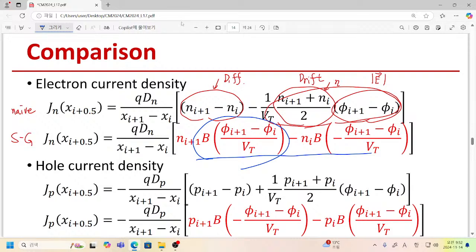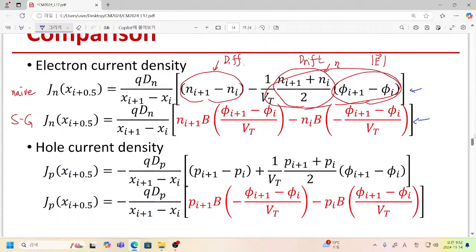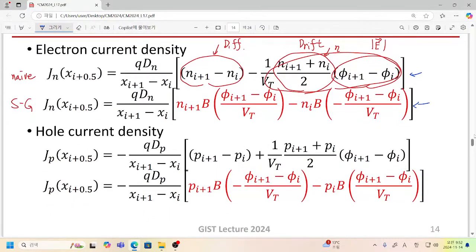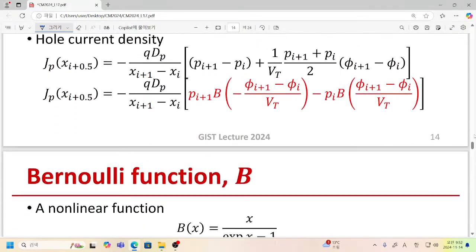But the point is, in our previous implementation, we just separate drift and diffusion and treat them separately. However, in this case, they are just merged into one term and they are treated as a whole system. Okay, so now you can understand this one.